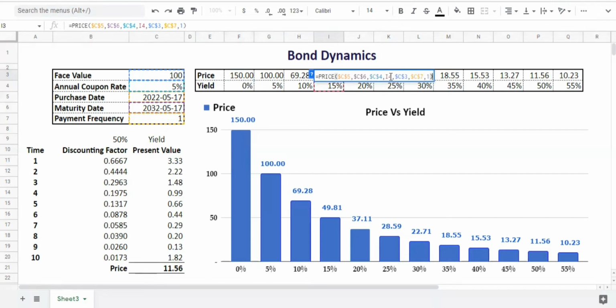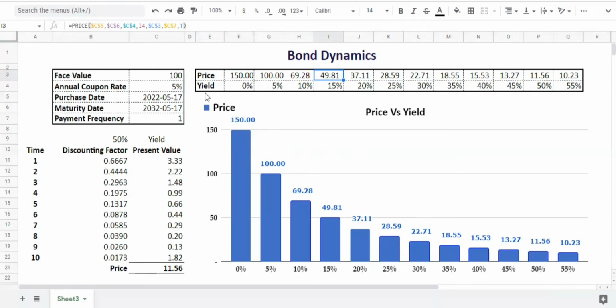You can see I4, right? I4 is 15%. Likewise, I have calculated up to 55% of yield. So this is the relationship: bond price has an inverse relationship with yield rates.